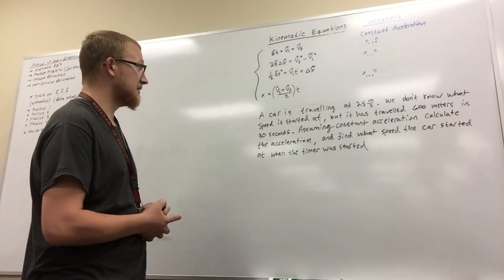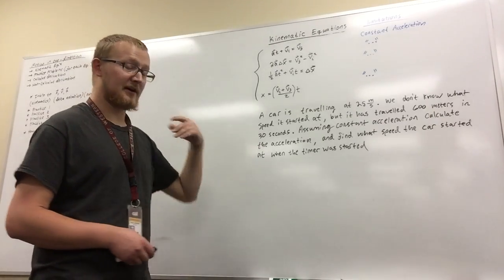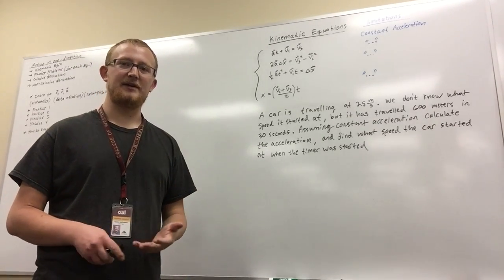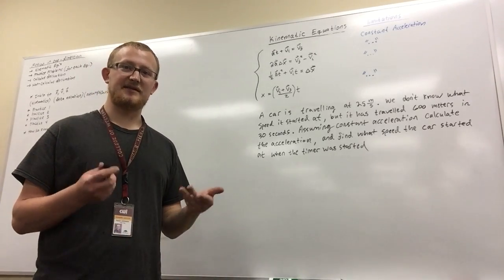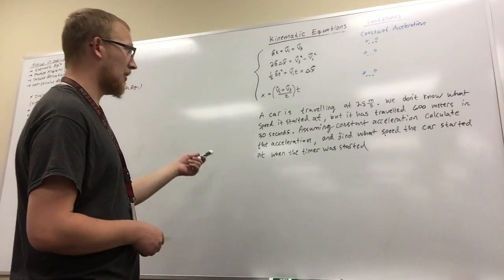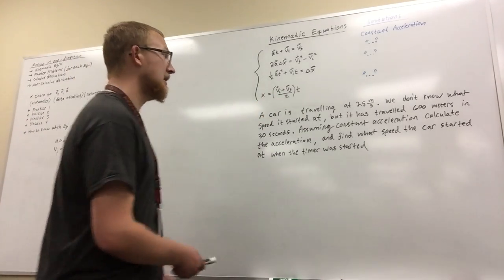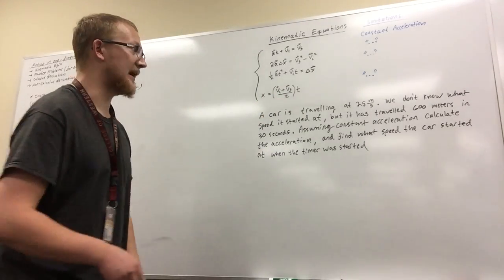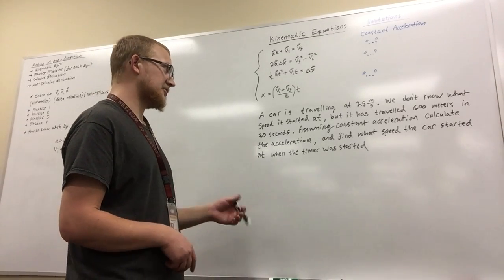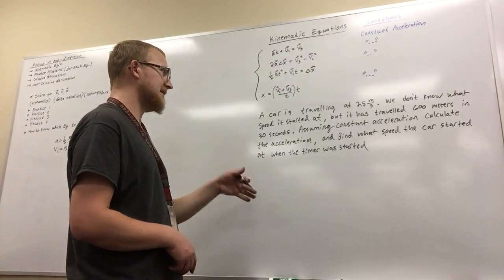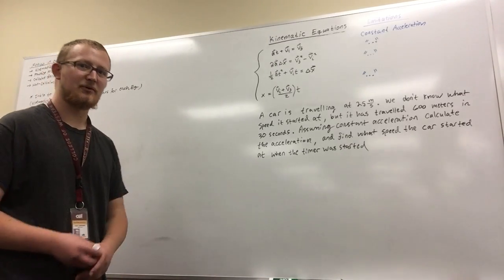attempting this one. So I wrote the problem myself because I wanted to find some problem that for sure would take two equations. So it's kind of a silly problem, but it's a mathematical problem. So I'll read it now. It says a car is traveling at 25 meters per second. We don't know what speed it started at, but it has traveled 600 meters in 30 seconds. Assuming constant acceleration, calculate the acceleration and find what speed the car started at when the timer was started.